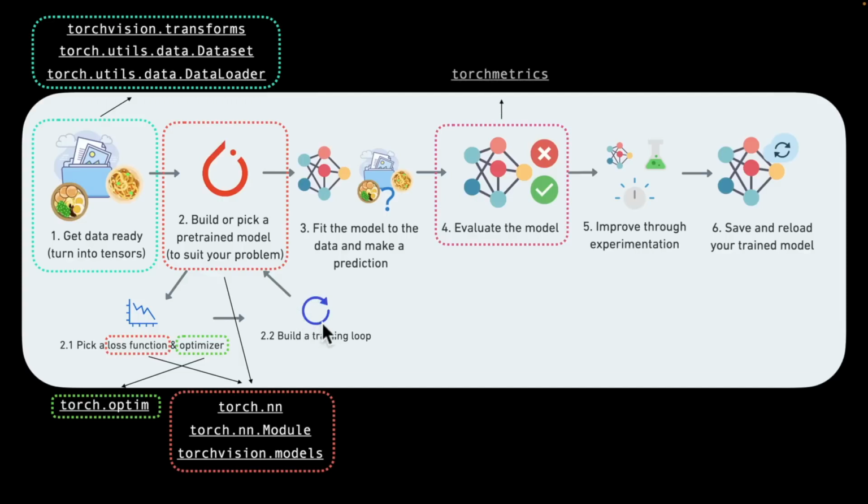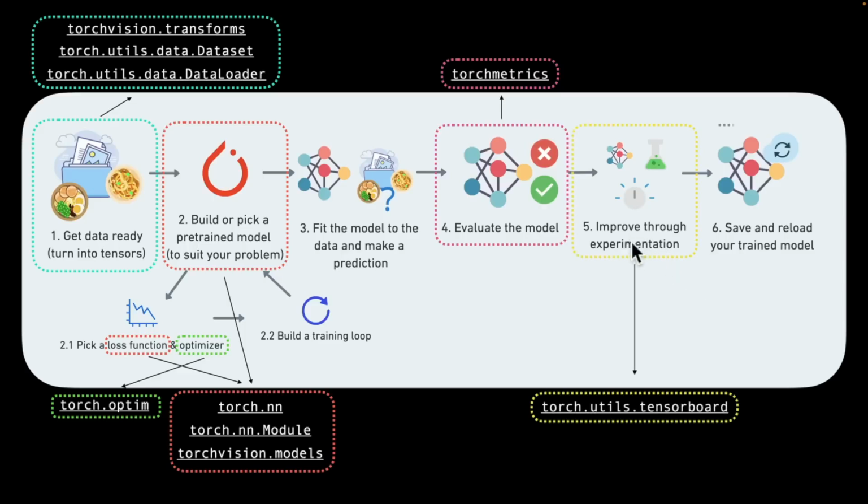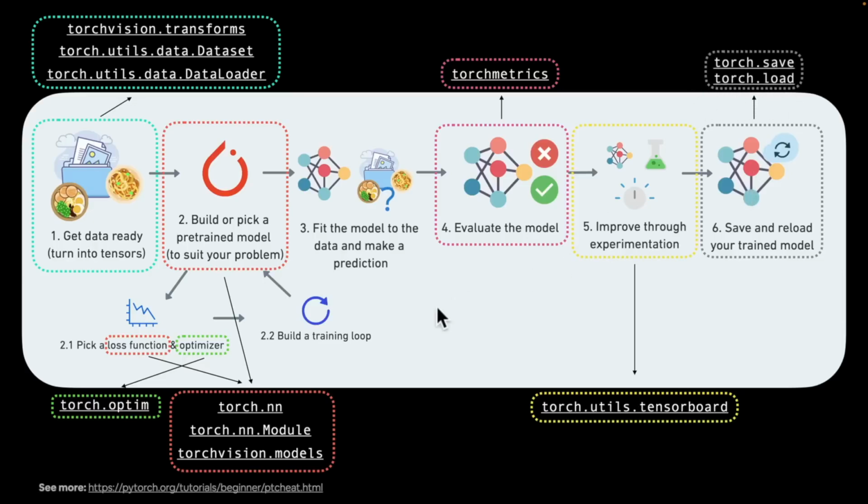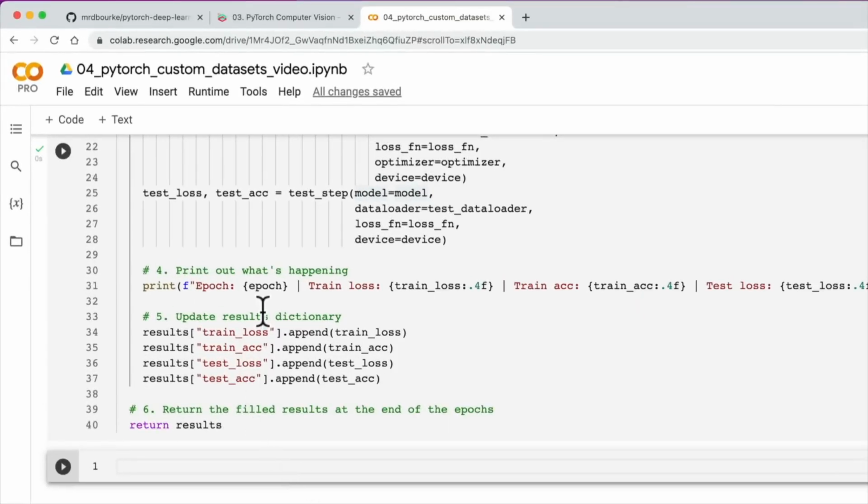We've definitely built a training loop though. We aren't using torch metrics, we're just using accuracy, but we could use this if we want. We haven't improved through experimentation yet, but we're going to try this later on. And then save and reload the model. We've seen this before. So I think we're up to picking a loss function and an optimizer. So give that a shot.